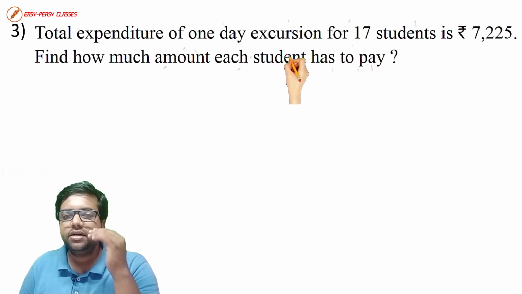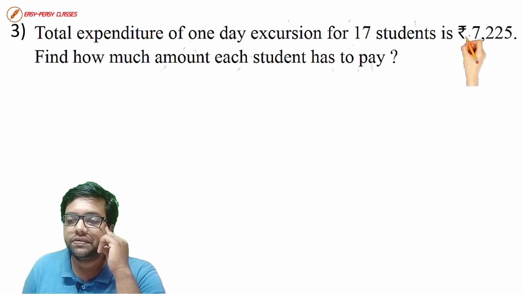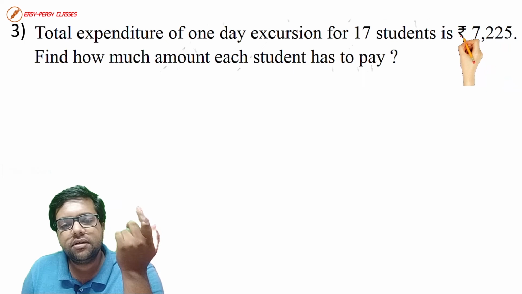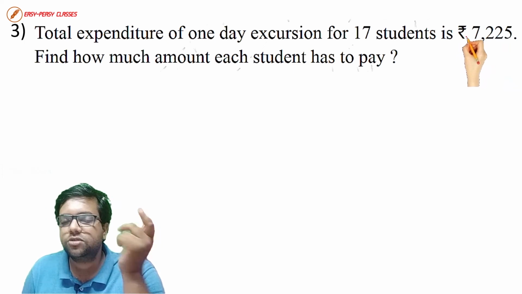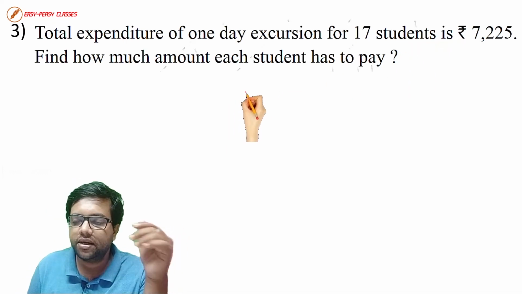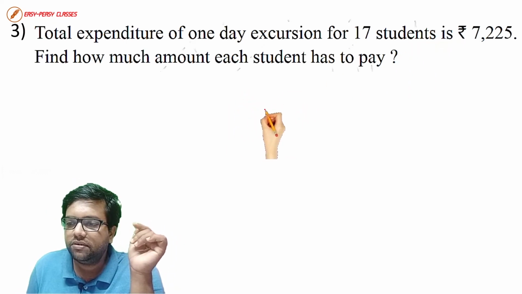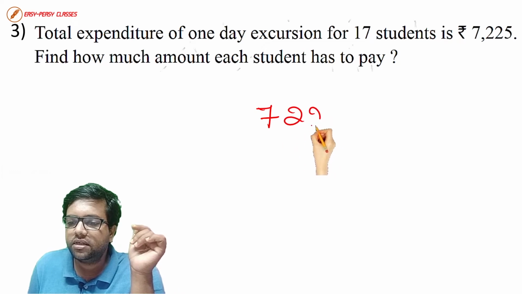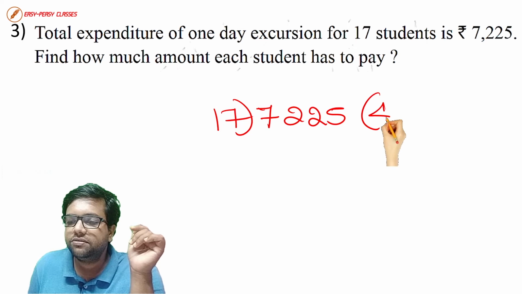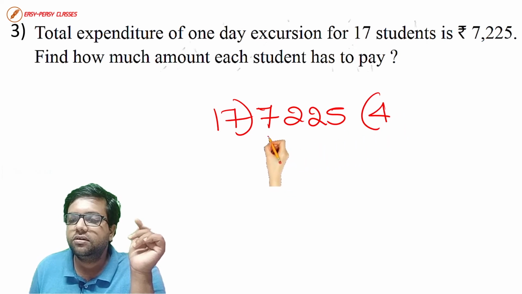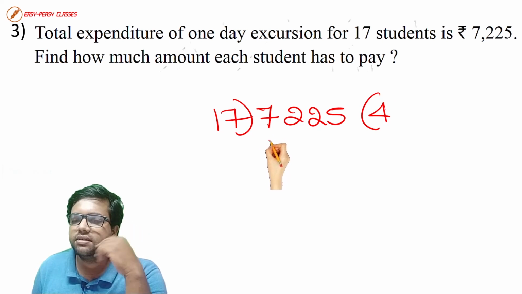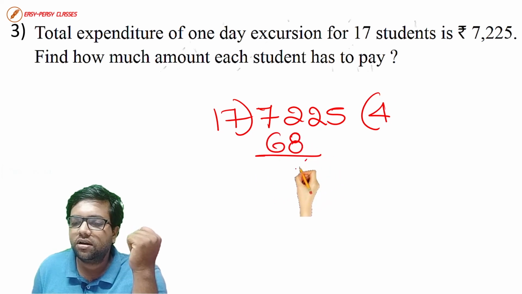The total expenditure of one day excursion for 17 students is 7,225. Find how much amount each student has to pay. Just find how much each student has to pay. Okay, so we just have to divide 7,225 by 17. Is it 17 fours are 68, right? 17 fours are 68. You're left with 4.